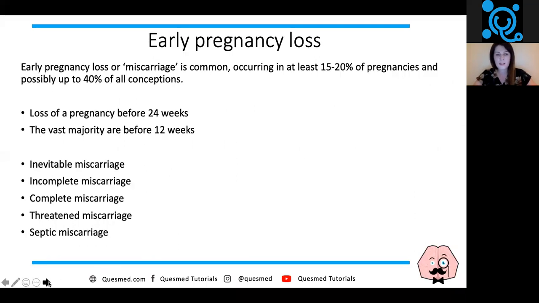Now, early pregnancy loss or miscarriage is super common, and it's estimated to occur in up to 15 to 20% of all pregnancies, and possibly up to 40% of all conceptions. Miscarriage is defined as a loss of pregnancy before 24 weeks. Now, the vast majority of these are in the first trimester before 12 weeks. Like we said before, some early miscarriages might not even be accounted for. So, for example, if the woman's period is 1 or 2 weeks late, this might represent a miscarriage rather than just a late period. There's a lot of terminology surrounding miscarriage, so we'll go through each one and we'll define it.